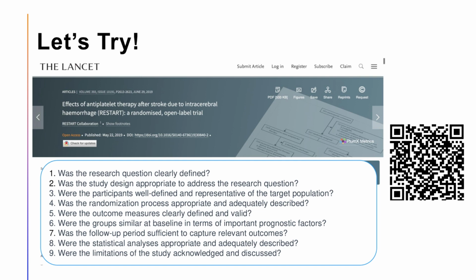And finally, coming to the last question, were the limitations of the study acknowledged and discussed? The trial authors acknowledged several limitations, such as the potential for selection bias, lack of blinding, and the possibility of unmeasured confounders. These limitations were appropriately discussed in the study's interpretation and implications. So overall, this is a well-designed study, and this really shows a good example of a well-designed study. And I hope you have read the full text so you can get an idea.